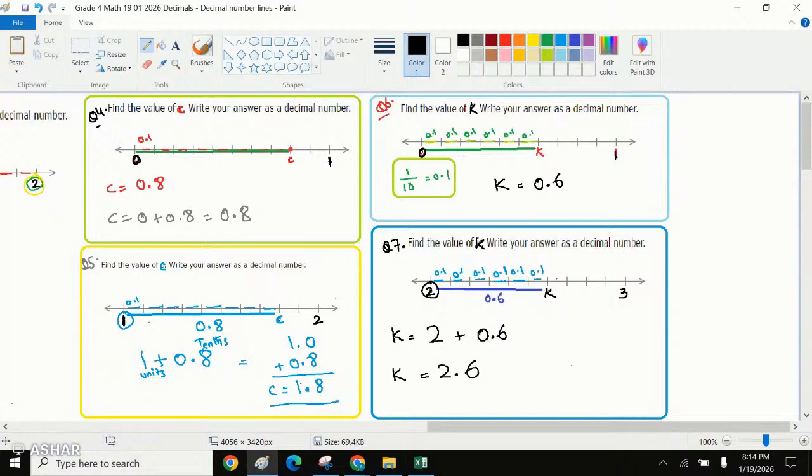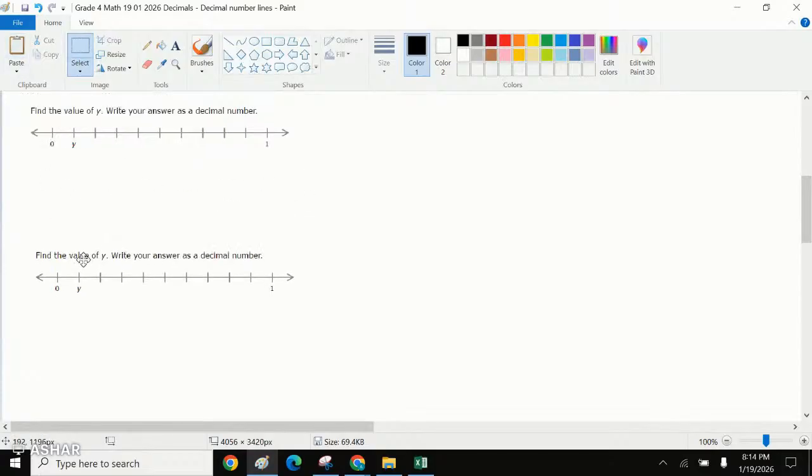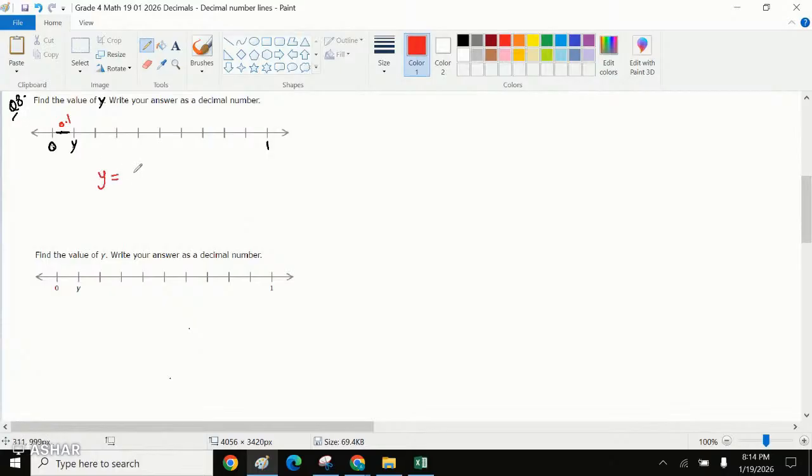Thank you. Okay, let's look at another question. We'll keep on doing these questions, alternating now: one original question, one with the change of starting number. Okay, let's do question number 8. Question number 8 states that we have to find the value of y. The starting position is 0. It goes till 1. And how many intervals are used? Just a single interval. That means the value of y in question number 8 comes out to be simply 0.1.